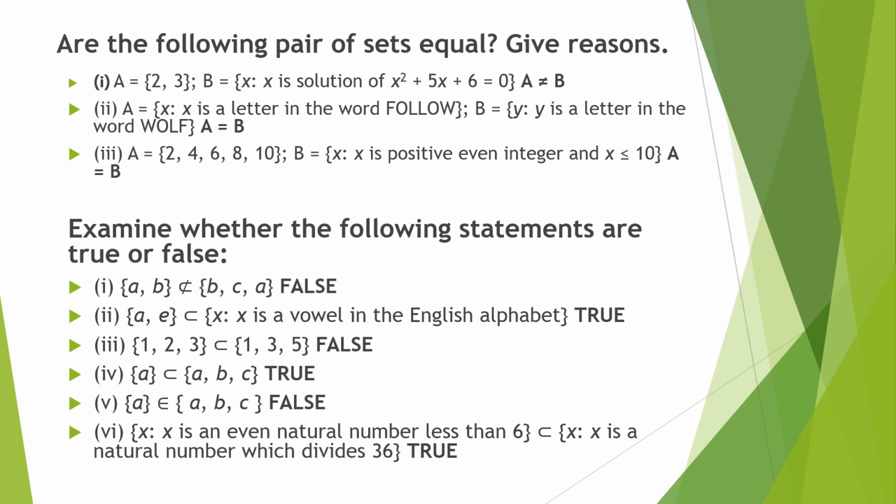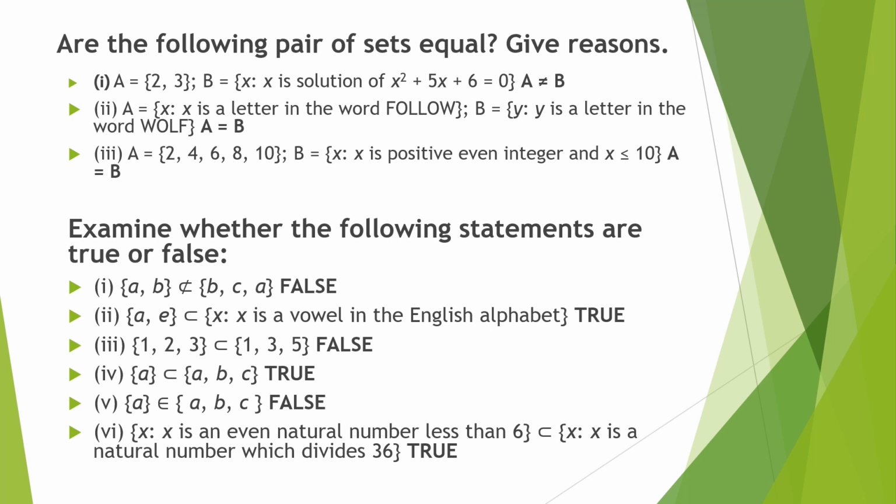Set consisting of a and e is a subset of set of all x, so that x is a vowel in English alphabet. So the right hand side consists of a, e, i, o, u. So {a, e} is a subset of {a, e, i, o, u}. So that is true. Third one, {1, 2, 3} is a subset of {1, 3, 5}. Obviously false.